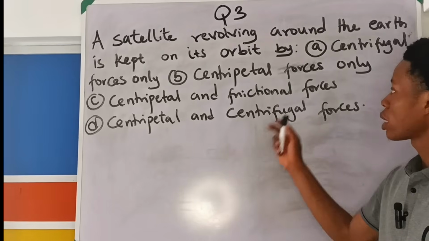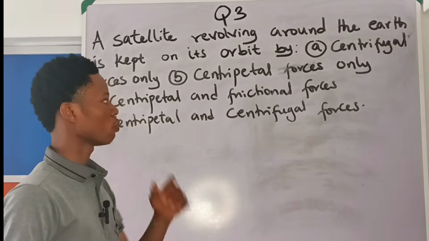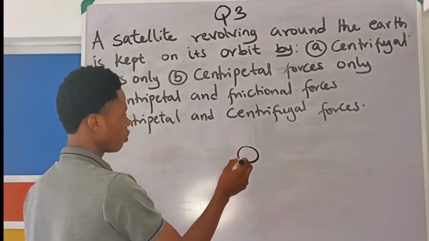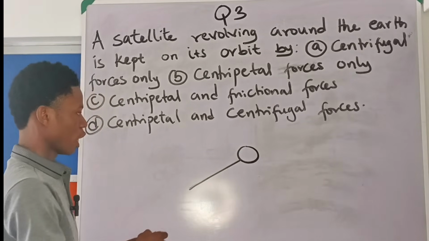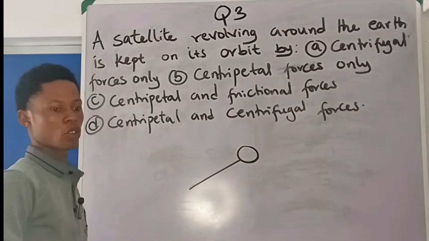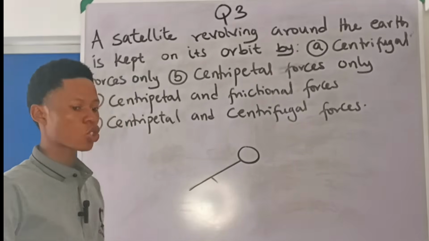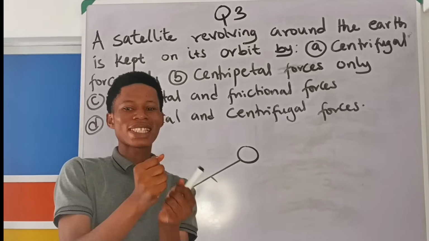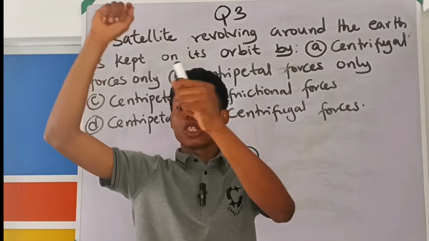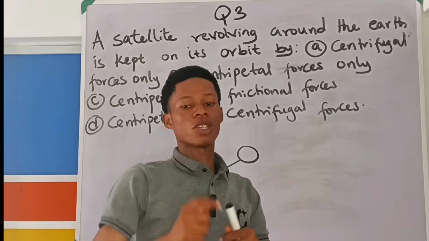Before we look at the answer to this question, let me explain briefly what centripetal and centrifugal force is talking about. Just look at this. You have a ball and you have a rope attached to the ball, and you hold this rope and you are swinging the ball in a circular path. Now this rope is trying to keep the ball towards the center of the circle. As you are swinging it like that, it is the force in the rope that is holding the ball towards the center of the circle.